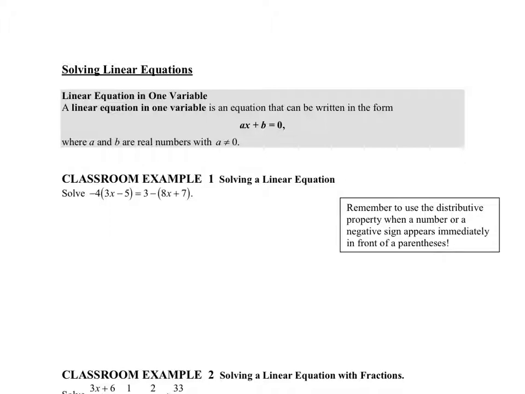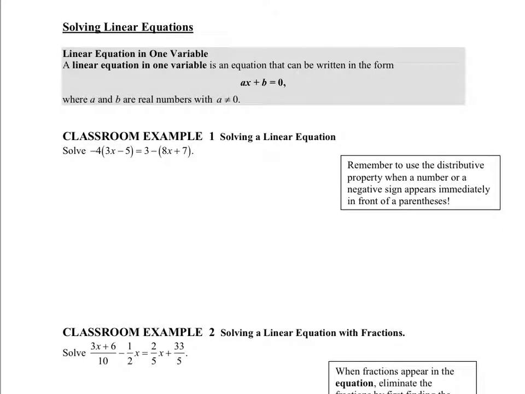So to make sure that we use the distributive property correctly, that means we need to remember that everything inside the parentheses gets multiplied by that number that's in front. So if I multiply 3x minus 5 that's in the parentheses times the negative 4, I would have negative 12x, because negative 4 times 3x would be negative 12x, and negative 4 times negative 5 gives me a positive 20.